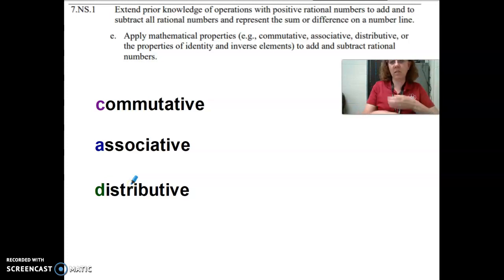Commutative property moves things around. Some of my students don't know the word commute. We talk about what the word commute means. When I used to teach middle school, I would do this. Talk about what the word means.